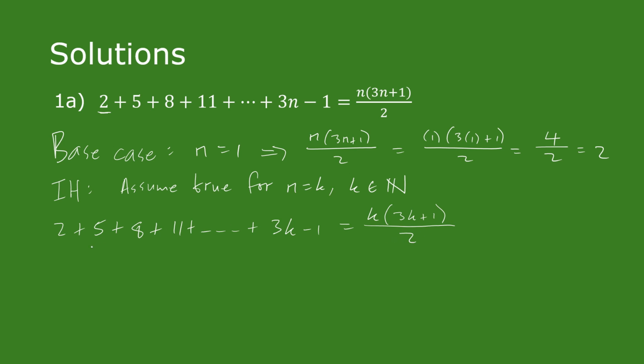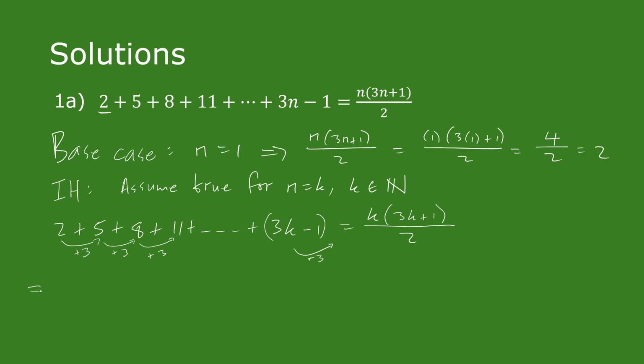Now if we notice this series, the terms in the series are increasing by 3. So 2 becomes a 5 when we add 3. 5 becomes an 8 when we add 3. 8 becomes an 11 when we add 3. So we keep on adding 3. So this term here, 3k minus 1, we need to add 3 to get to the next term. So what's 3k minus 1 plus 3? Well, that would be 3k plus 2.